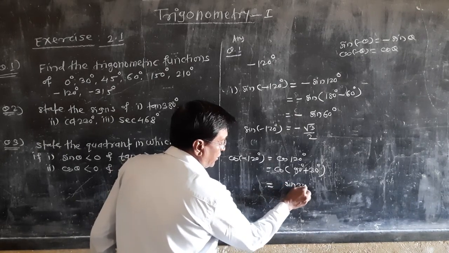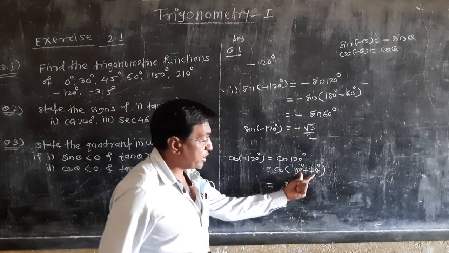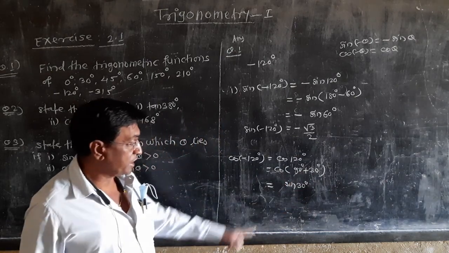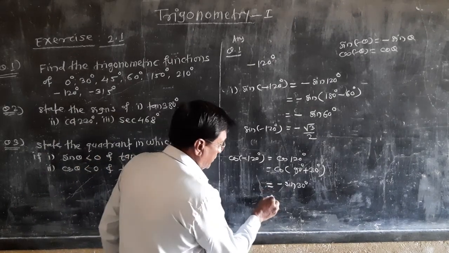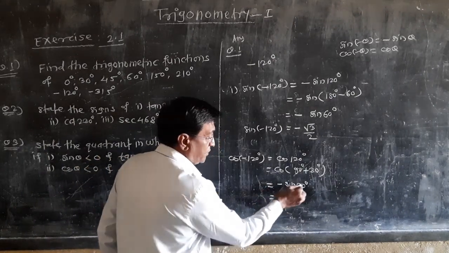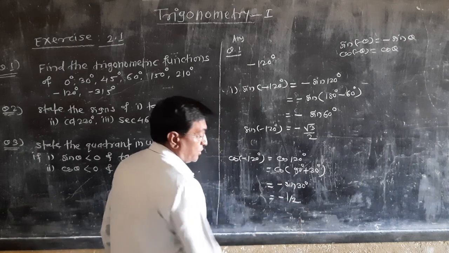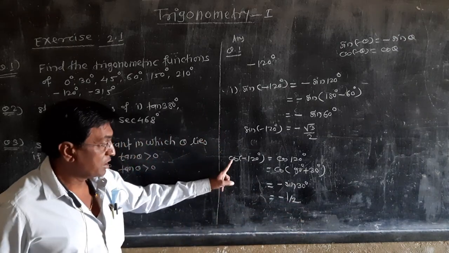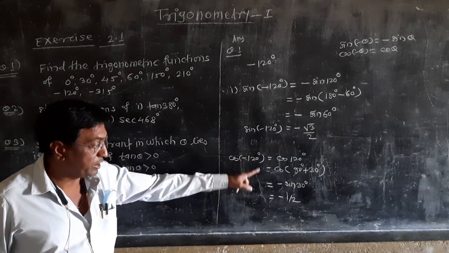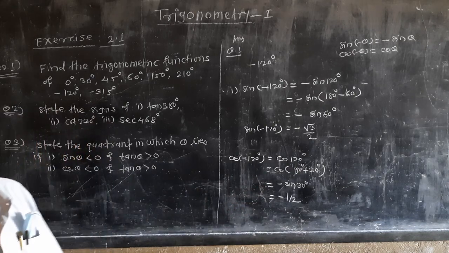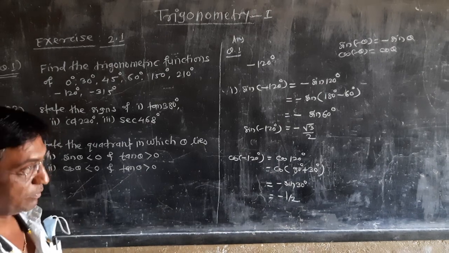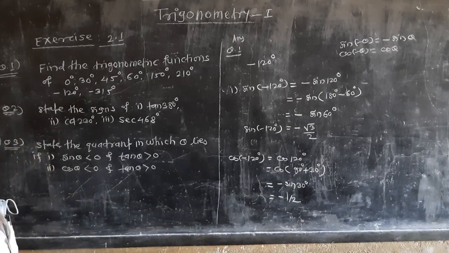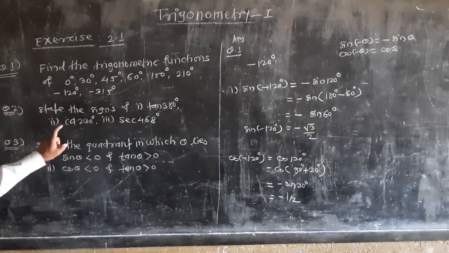Attach the second angle, that is the 30 degree. Observe the quadrant will be the second, and in second quadrant the cos ratio will be negative. So I will put here negative sign, and you know the value of sin 30, that is 1 upon 2, and hence my cos of minus 120 degree is equal to minus 1/2. Same way you calculate the tan of minus 120 like this. Okay, understood.